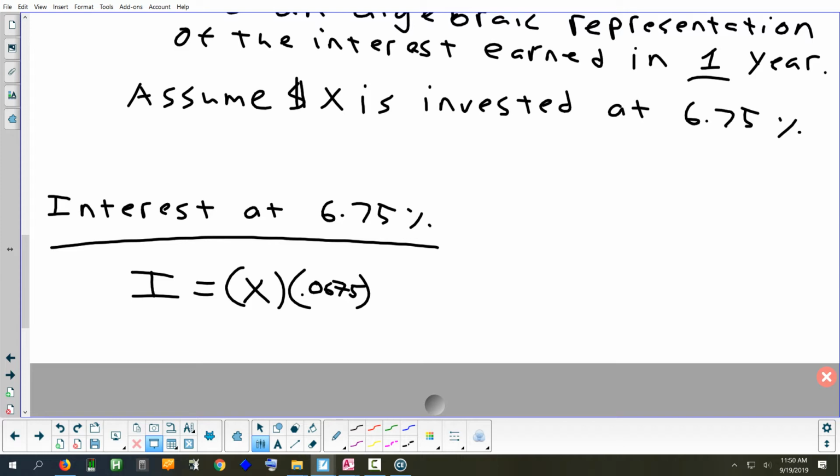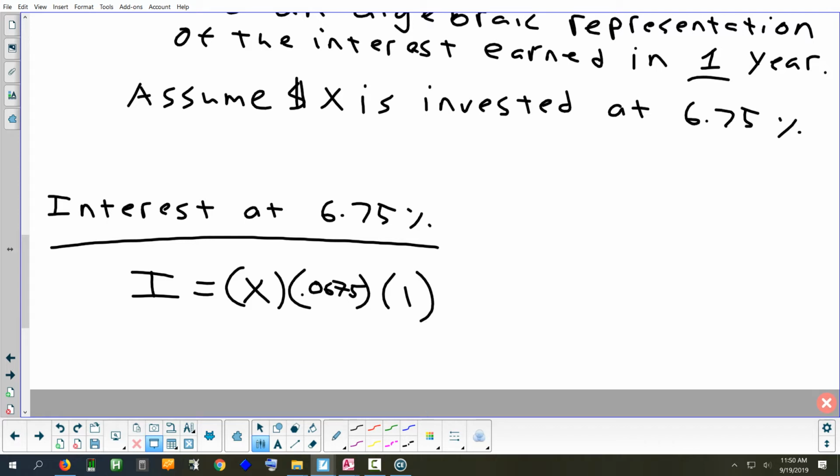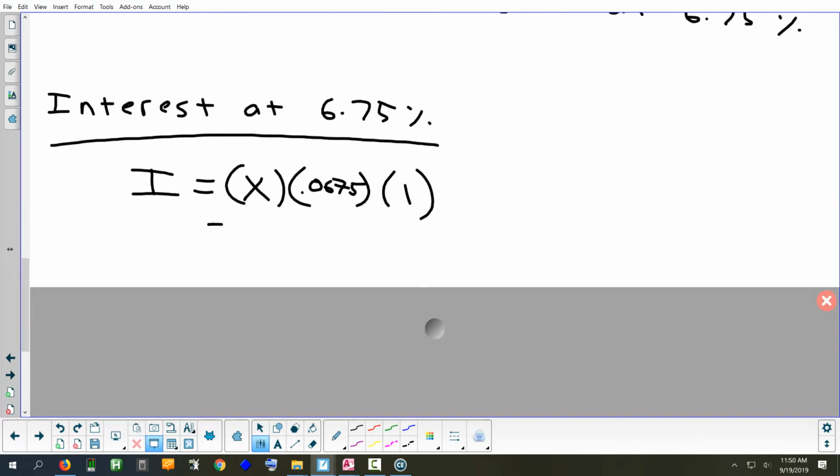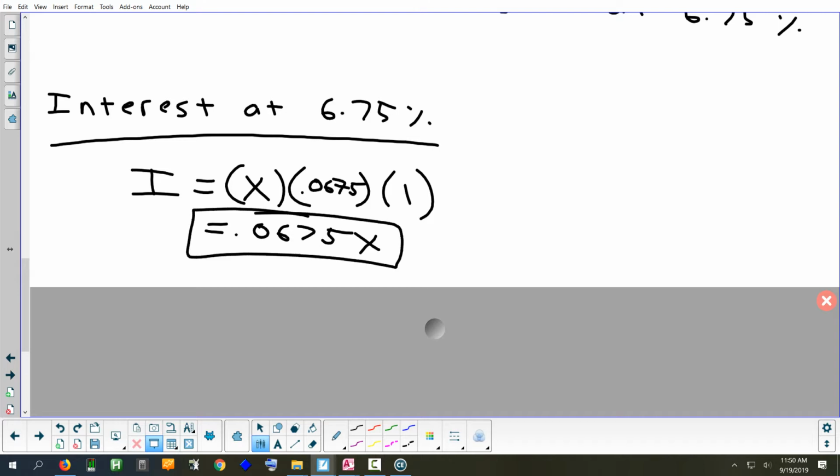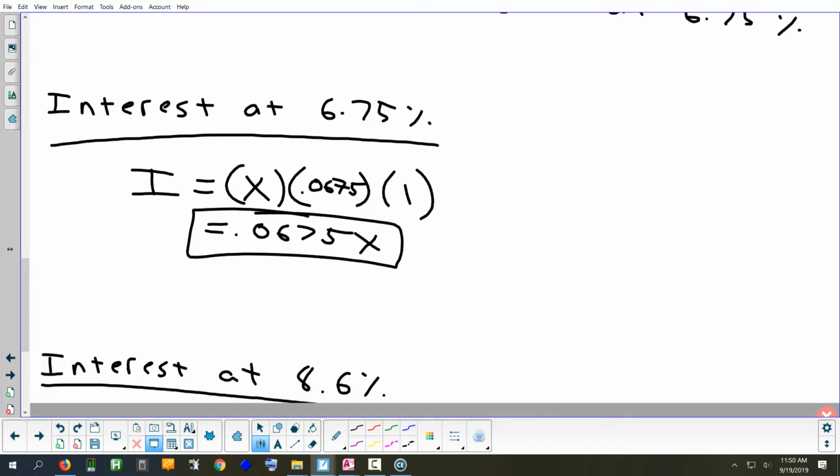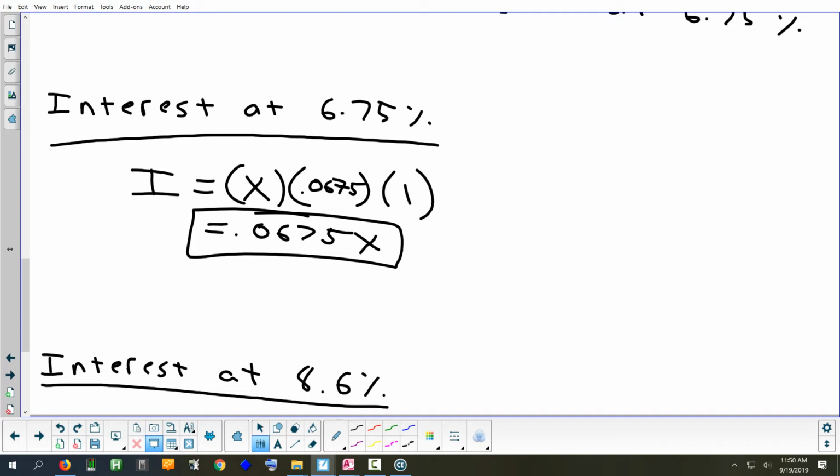So in this case, I really don't need to put times 1. I mean, you can. And now when you simplify that, you get this. That's a formula for how much interest he's going to earn if he invests X dollars at 6.75%. Any question on that one? Now, he has the other investment. So whatever money he has left over is going to go here.